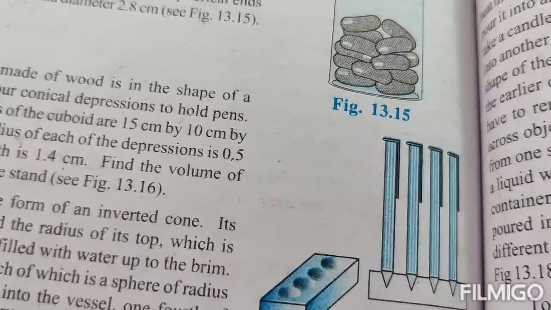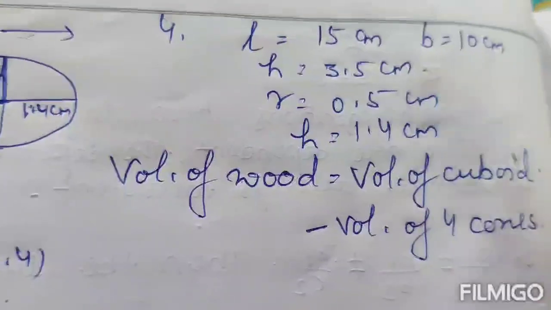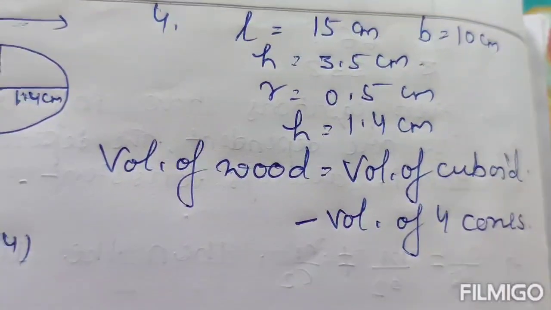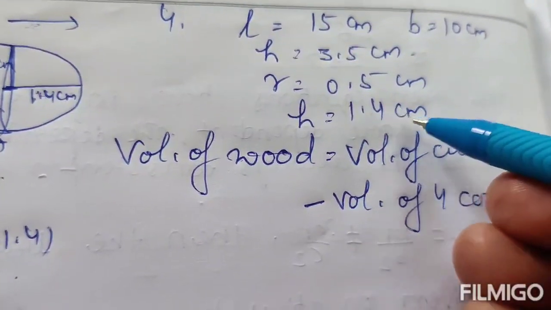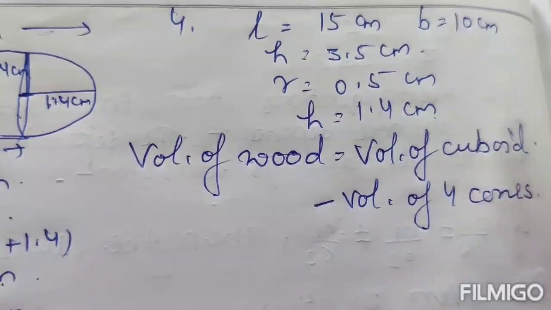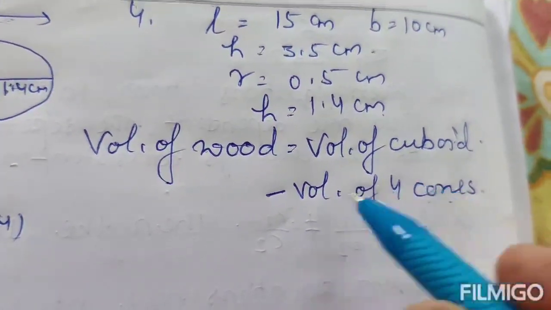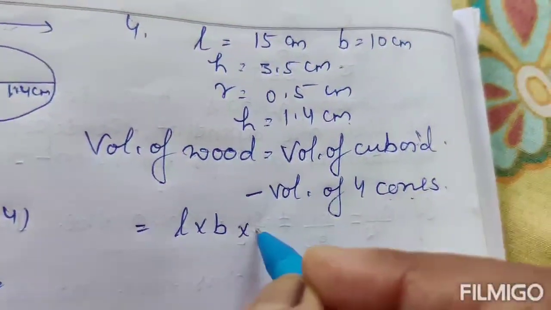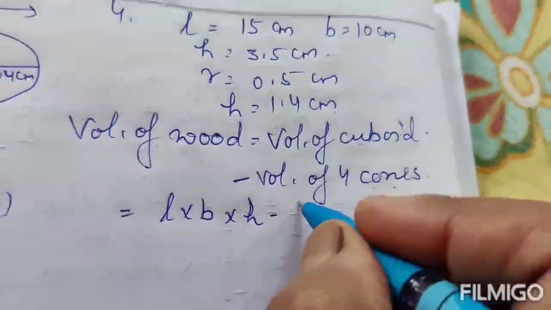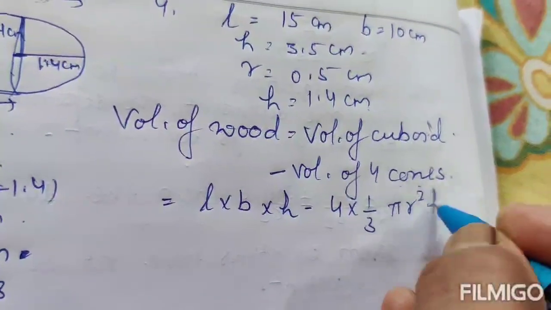Volume of wood. Length, breadth and height of the cuboid is this. Radius equal to 0.5 cm of cone and height is 1.4 cm of the cone. Volume of wood equal to volume of cuboid minus volume of 4 cones. The volume of cuboid is length into breadth into height. And volume of 4 cones is 4 into 1 by 3 pi r square h.